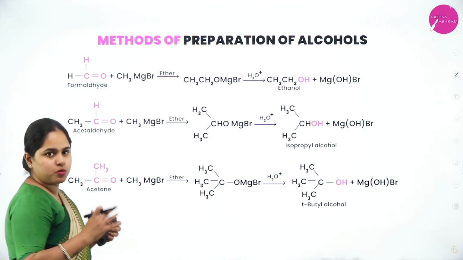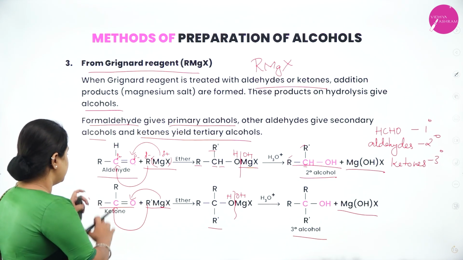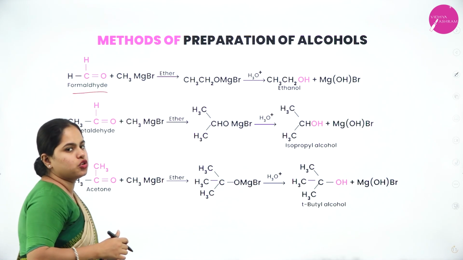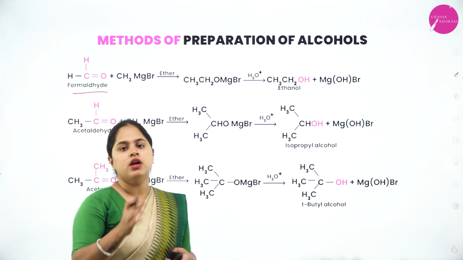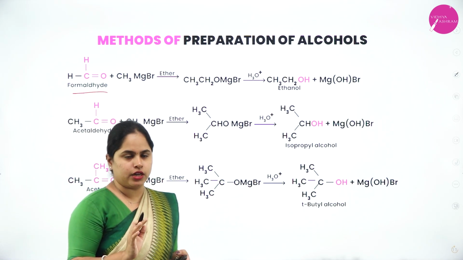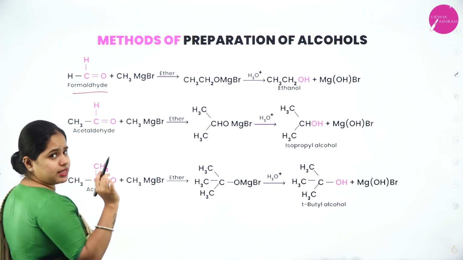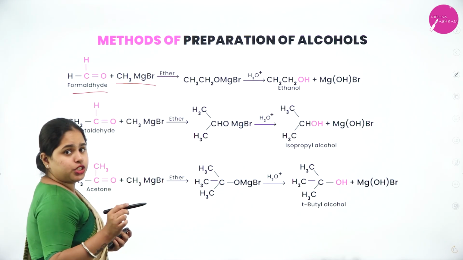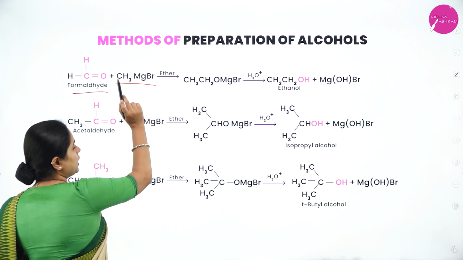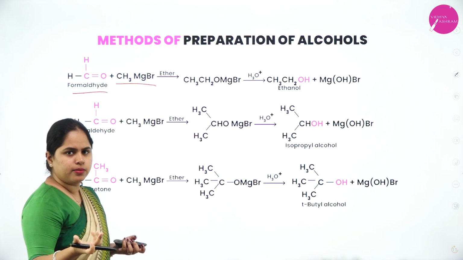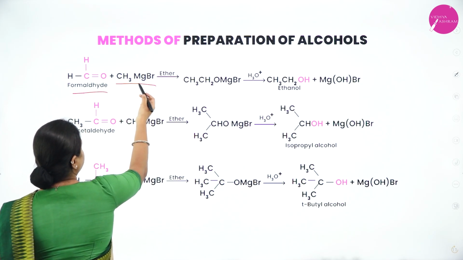Now let's take some specific examples and discuss. Those were the general representations. First we are going to take formaldehyde. As discussed before, formaldehyde will give you a primary alcohol. So the same method that we have followed, we are going to see here. This is HCHO, to which we have added methyl magnesium bromide, a Grignard reagent in the format RMgX itself.